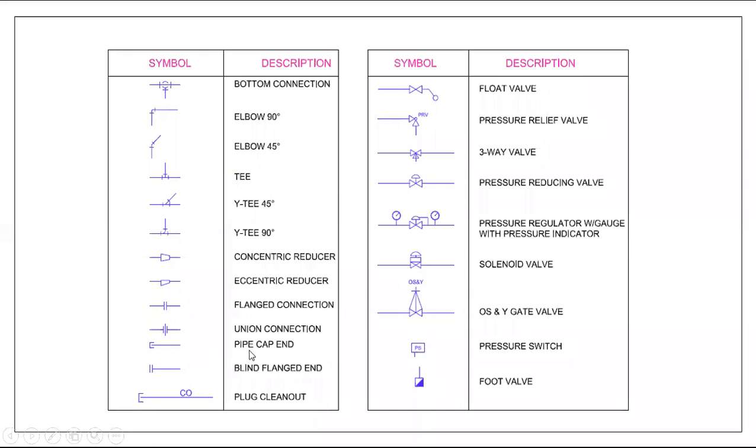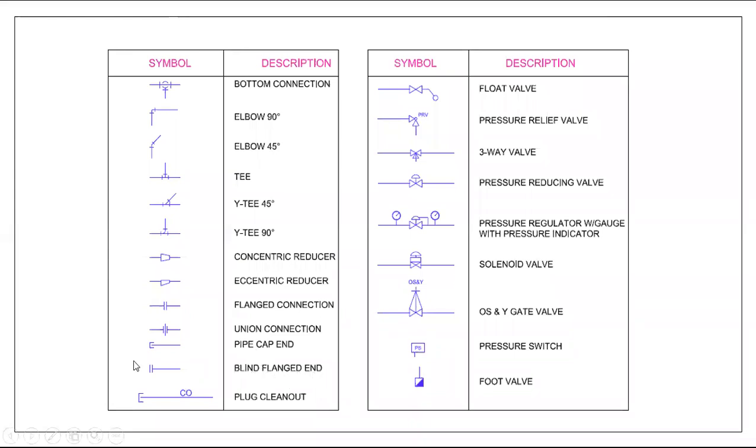Pipe end cap. We use a pipe end cap at the end of the pipe. In the piping system, we use an end cap. Why do we use an end cap? Suppose we are going to take a branch in future, you remove the end cap, then we can connect another pipe. For that purpose only, we use an end cap.